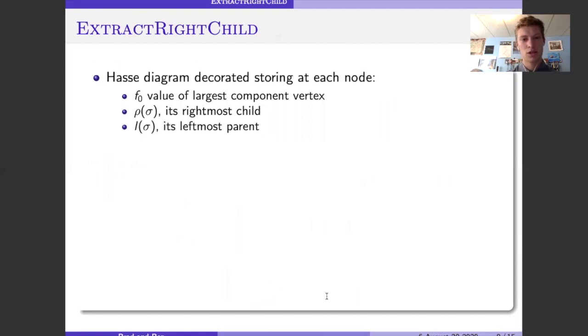So the first thing we can do then is something that we call Hasse decoration, which is just going in and storing the function value of the largest component vertex for every simplex. That function value is always going to be carried up with any higher degree simplex. And then also storing any simplex's rightmost child and its leftmost parent.